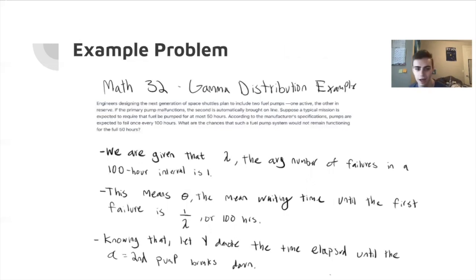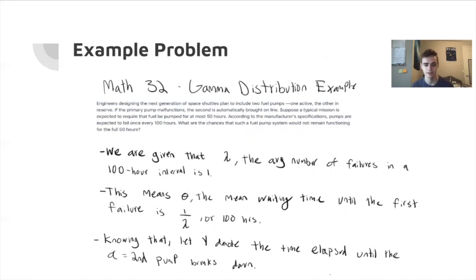I know that the equations can look a little confusing, so we'll go through an example problem. Engineers designing the next generation of space shuttles plan to include two fuel pumps, one active, the other in reserve. If the primary pump malfunctions, the second is automatically brought online. Suppose a typical mission is expected to require that fuel be pumped for at most 50 hours. According to the manufacturer's specifications, pumps are expected to fail once every 100 hours. What are the chances that such a fuel pump system would not remain functioning for the full 50 hours?